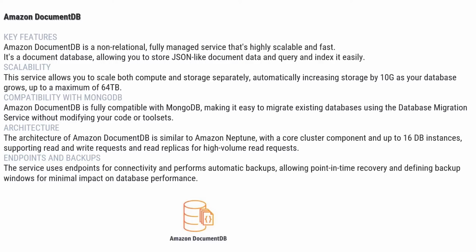The architecture of Amazon DocumentDB is similar to Amazon Neptune, with a core cluster component and up to 16 DB instances, supporting read and write operations and read replicas for high-volume read requests. The service uses endpoints for connectivity and performs automatic backups, allowing point-in-time recovery and defining backup windows for minimal impact on database service performance.